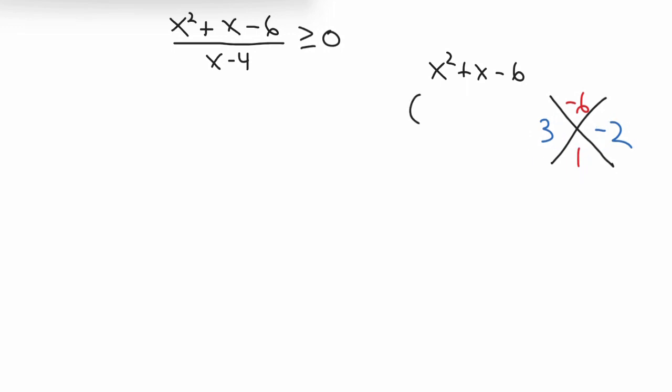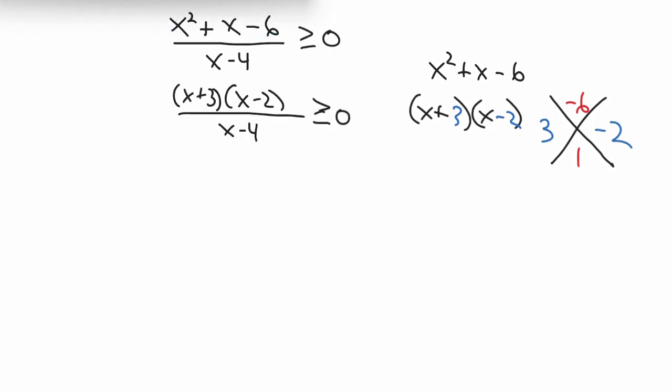So then you just go like this. x plus 3, x minus 2. So we're going to replace the x squared plus x minus 6 with what we just found there. If you need more practice factoring trinomials, I'll include some links to my videos.